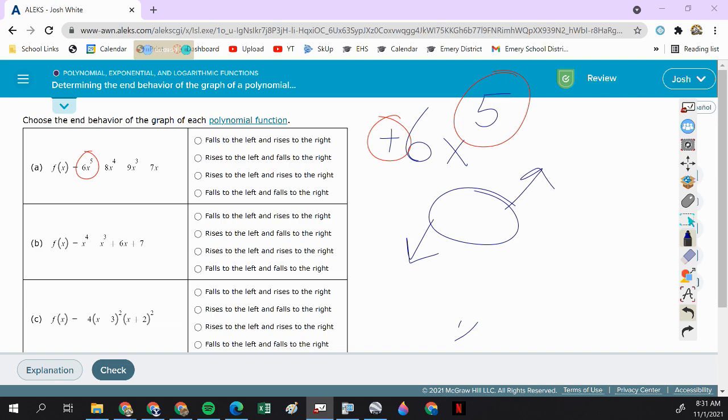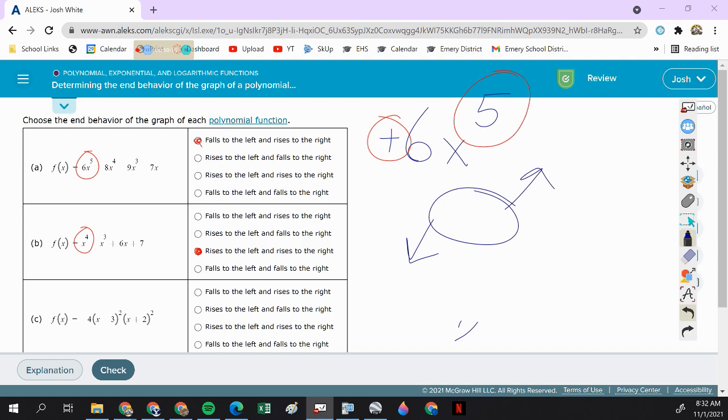Okay, so it's the first one, right? Falls to the left and rises to the right. Okay, so we look at the next one. X to the 4th. What is that going to look like? It's going to be W-shaped. Is it a W or is it an M? It's going to be a W because the number in front is positive. So rises to the left and rises to the right.